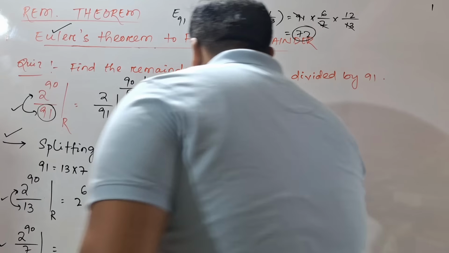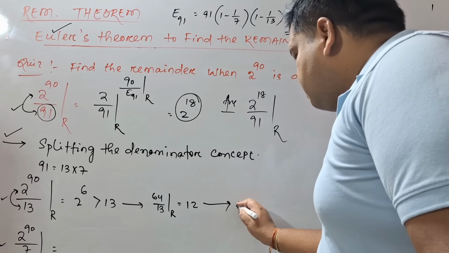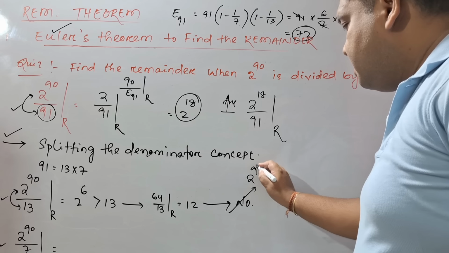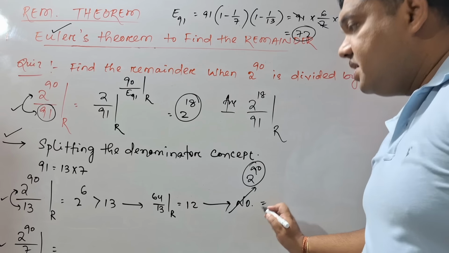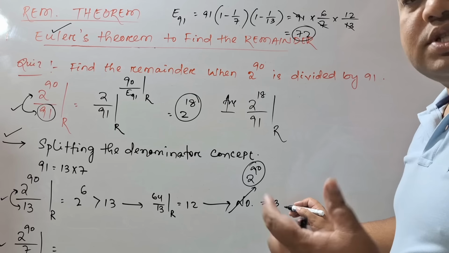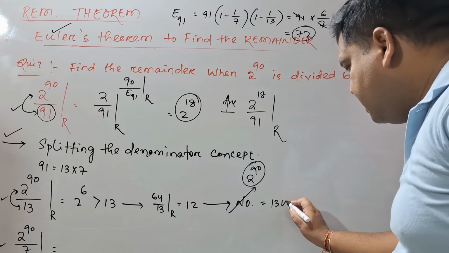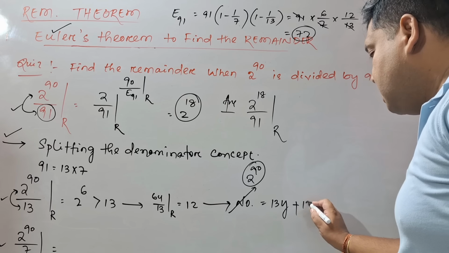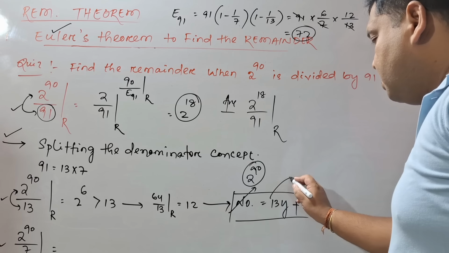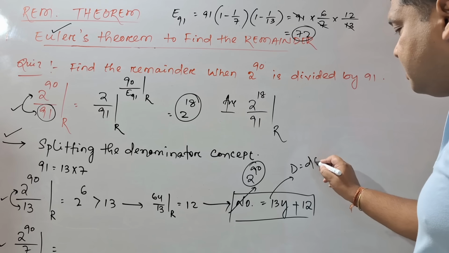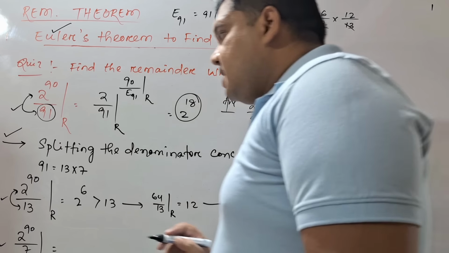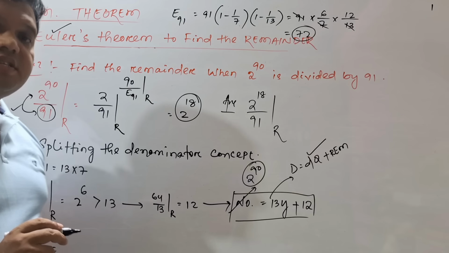Can you write the number here? Can you find the number? Number means what? This number is nothing but 2 to the power 90. I can write the number in this way. Here divisor is 13. So this is 13, let's say quotient, I don't know the quotient, 13 into y, and here remainder is 12. So here number can be written in this form. You know dividend is equal to divisor into quotient plus remainder. I apply that concept.